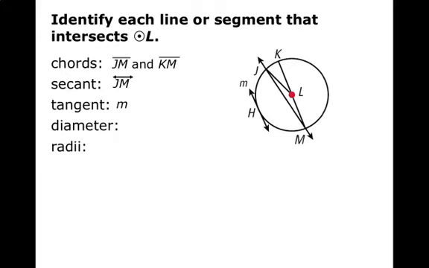Now look at the diameter and radii. Diameter, remember, it goes all the way across the circle through the center, and here we get segment KM. So a chord could also be a diameter, but a diameter is always a chord. So you have to look at where the chord goes through. Does it go through the center or not? Here with the radii, hopefully you notice that there are 3 of them. You have LK, LJ, and LM. So be able to identify the different parts or lines and segments of a circle.